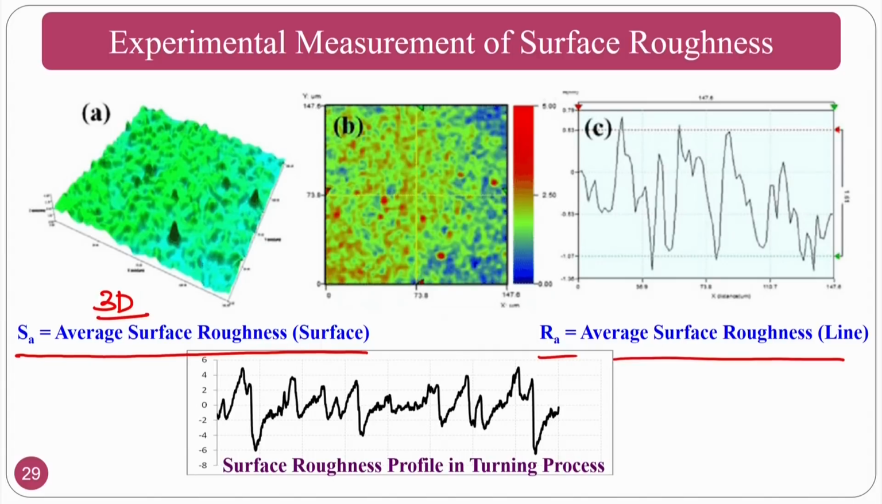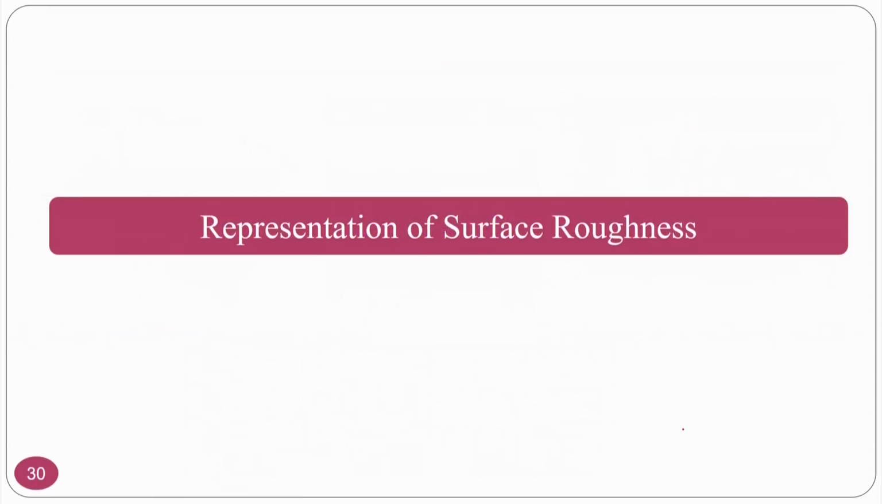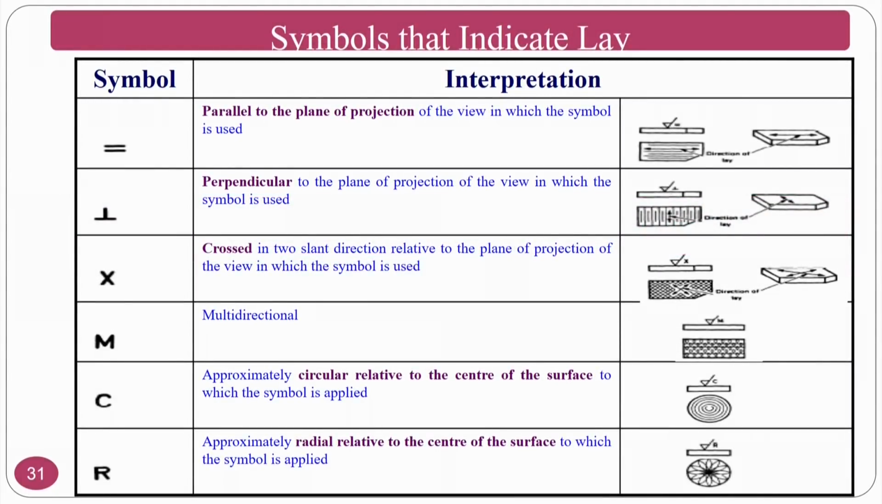Typically, this is how the surface roughness in the lathe turning process looks. Now, how do we represent surface roughness, whether it is a milled surface or a turned surface? How do you represent it practically? This is the symbol and its interpretation. Normally this indicates that it is parallel to the plane of projection, giving you the parallel surface, for example, shaping.